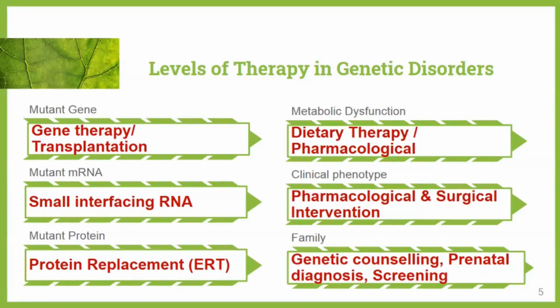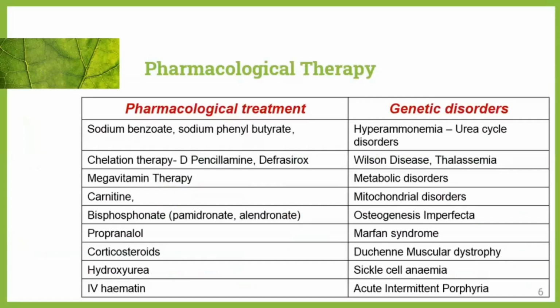Then surgical intervention. Whenever there is a birth defect or something which can be corrected surgically, that can be corrected. So this will help in the clinical phenotype. There, we are not changing the protein, we are not changing the gene, we are not changing the metabolism. Whatever defect has occurred, that defect has been corrected surgically. And finally, every patient requires genetic counseling, prenatal diagnosis, screening, so that the burden of the disease in their family, their psychological issues, everything can be improved.